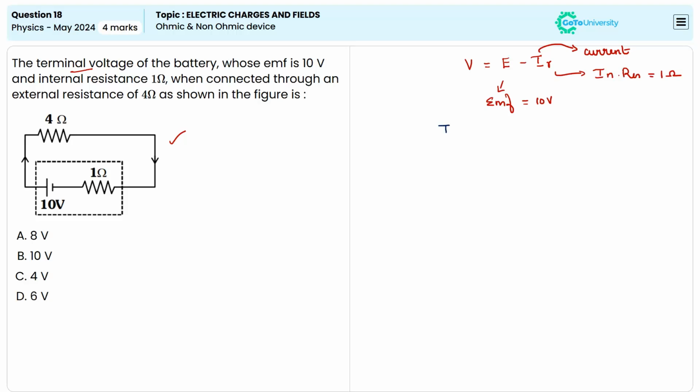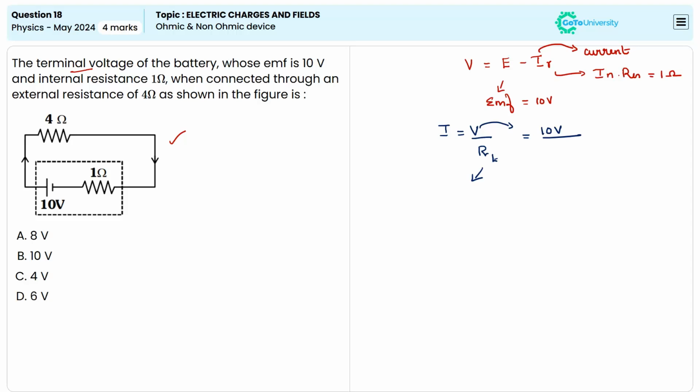It's known that the current can be calculated using the formula of Ohm's law, which is nothing but I is equal to V divided by R total. Whereas V is representing the voltage from the battery, which is given as 10 volt, whereas R total is nothing but the total amount of resistance in the circuit.